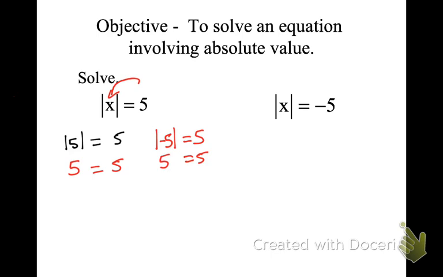We can write that in a couple different ways. We can put it into a solution set. Negative 5 and 5. The braces imply a solution set. Okay. What about for the next problem? What are the solutions to the next problem?